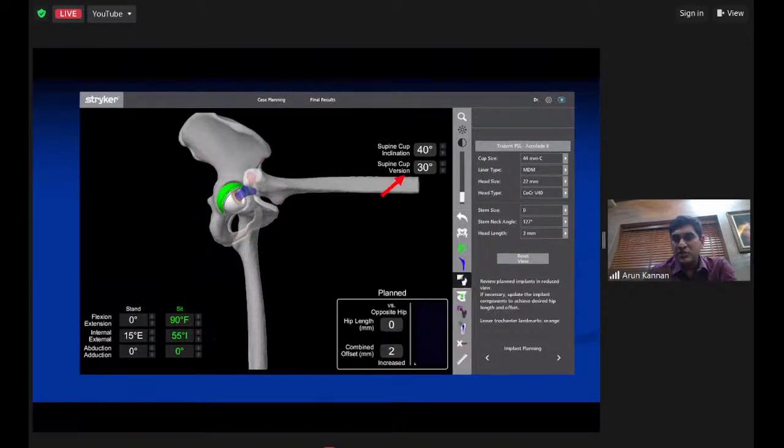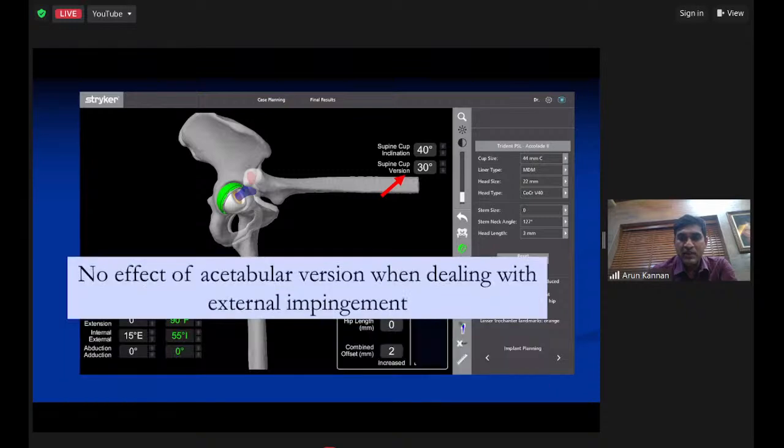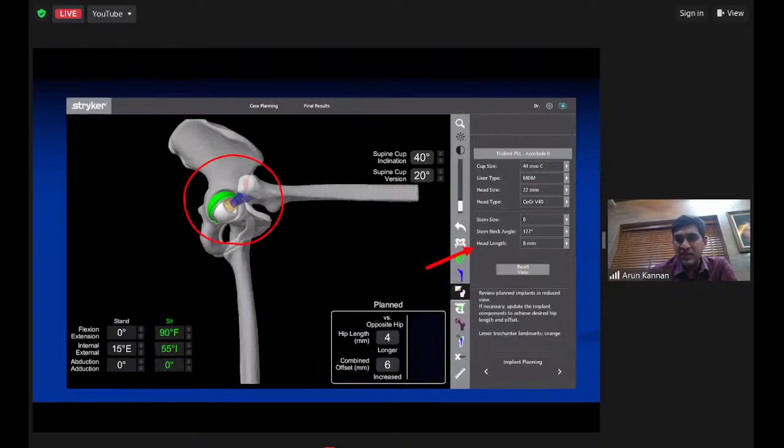Just to illustrate, if you change the cup version, taking into account the combined anteversion, it doesn't change the impingement here. So changing cup version will not correct this extra-articular impingement. Here offset has already been restored, but in the interest of stability, what we did was increase the offset and length. We put in a +8 head as compared to a 0 head, and this made the hip 4 mm longer and 6 mm increased offset, but you can still see this red shadow showing that she is still impinging.